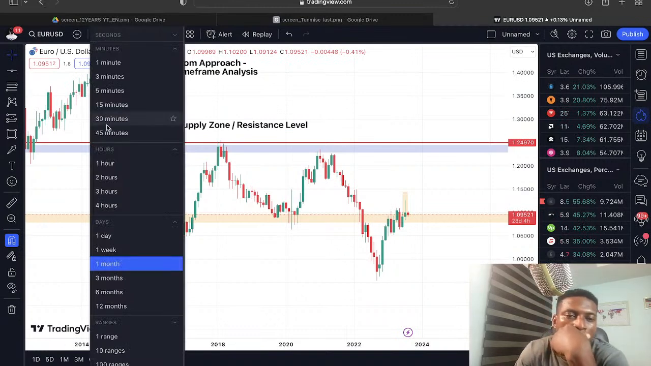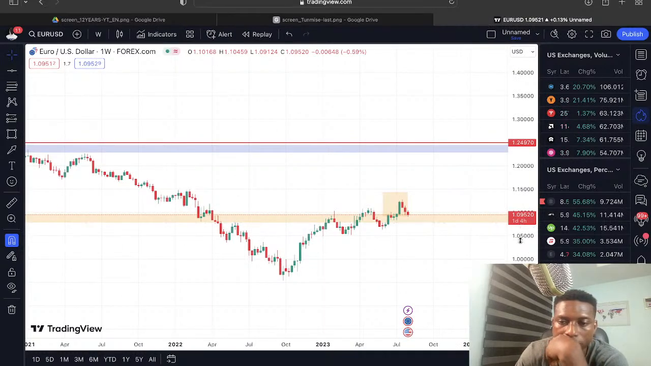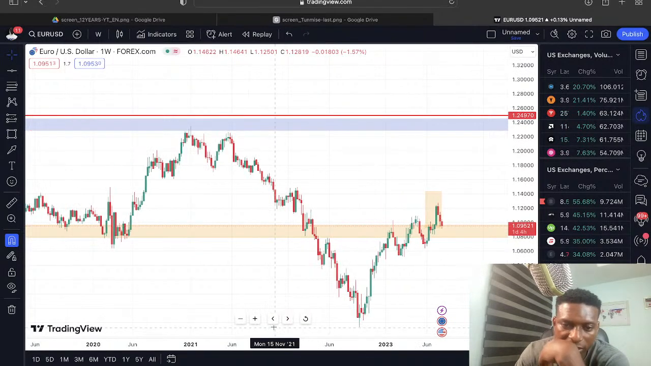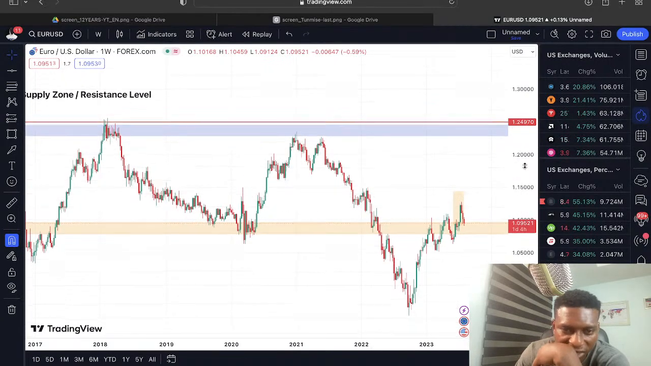So let's check out the weekly time frame. What is the weekly time frame saying?